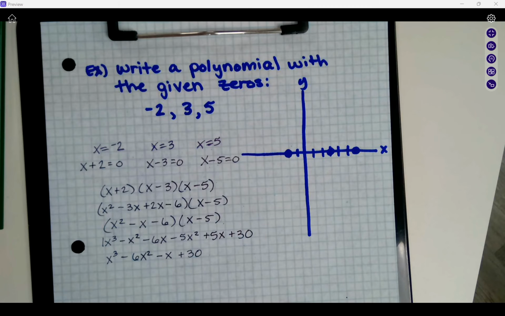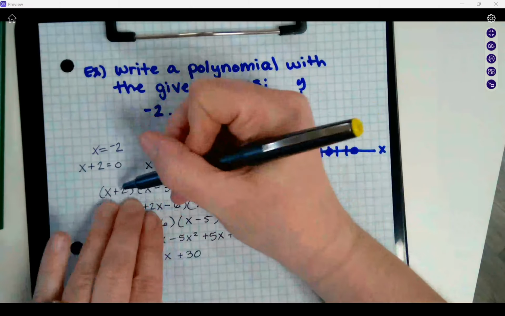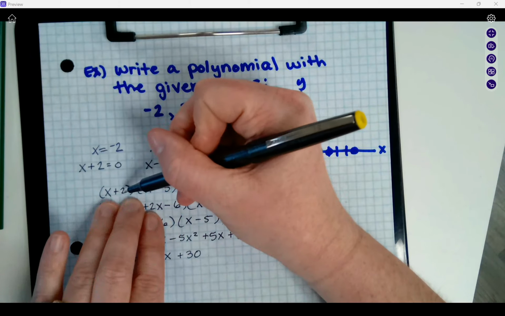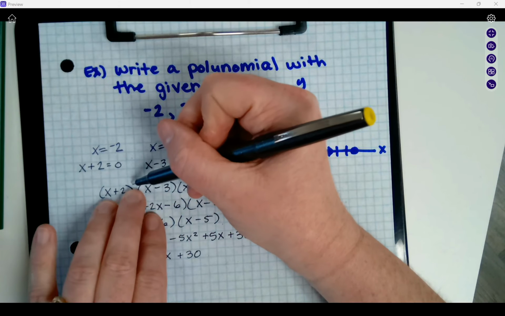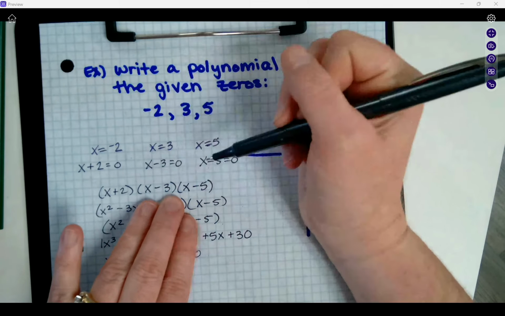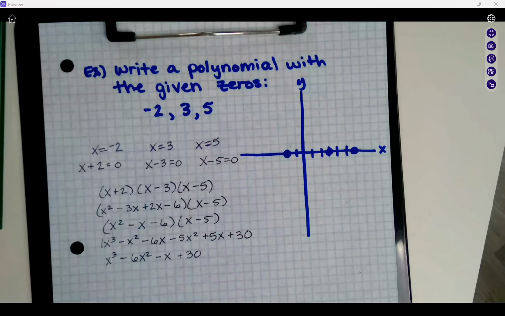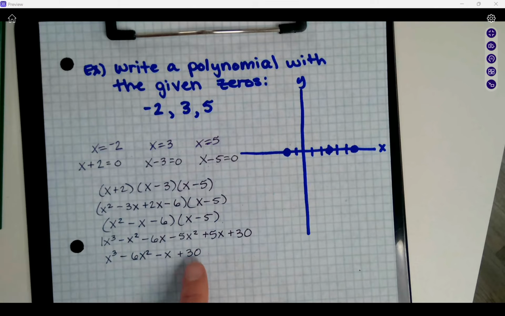Now, if you're wondering what I mean by infinite, I could have changed the exponents for these binomial factors. For example, this zero, maybe it could have had a multiplicity of 3, or the exponent of 3. Maybe this second zero I have here, it could have been raised to the power of 4. Maybe this third one could have been raised to the power of 2. If you were to change those multiplicities of your linear binomial factors, then you would end up with a different end result. Now, I'm not going to do that here because that would drag out this problem.